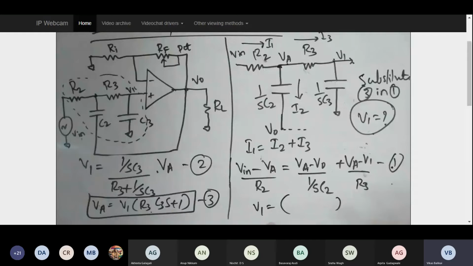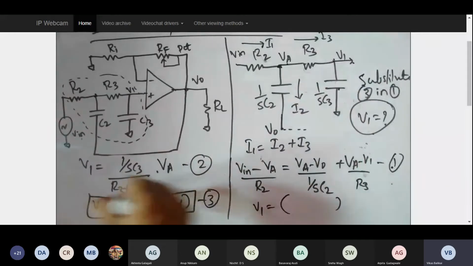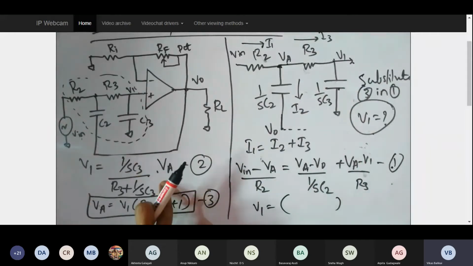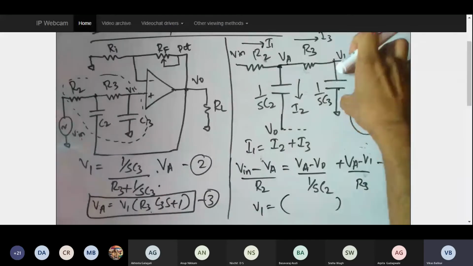And you may ask, you have already obtained V1, then what is the necessity of going for further obtaining of V1? This V1, whatever I have obtained, is purely the voltage across this capacitor, and this is dependent on this VA.